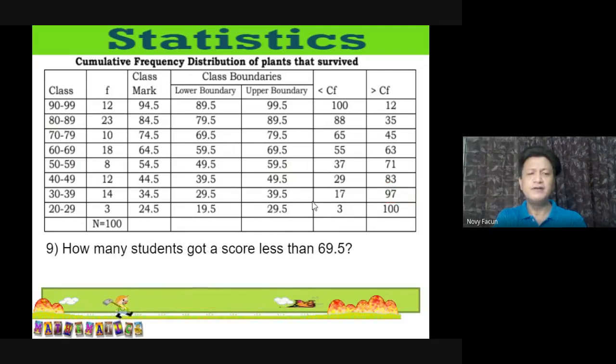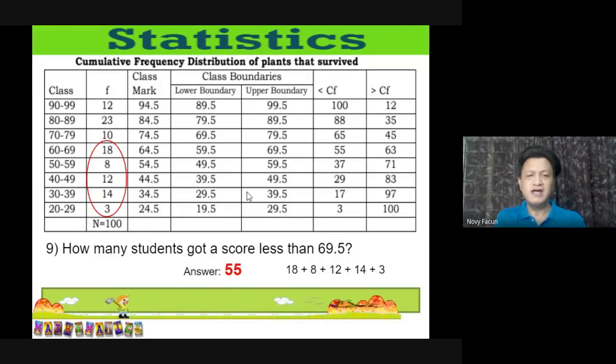Next, number 9. How many students got a score less than 69.5? Okay. Ilan kayang estudyante yan? Less than 69.5. Saan ba yung 69.5? Ito. Kung titignan natin less than 69.5 dyan, ibig sabihin niya, i-plus natin ito. Less than, i-add natin, we have 18 plus 8 plus 12 plus 14 plus 3. That is 55. Ibig sabihin, nasa less than na siya sa cumulative frequency.